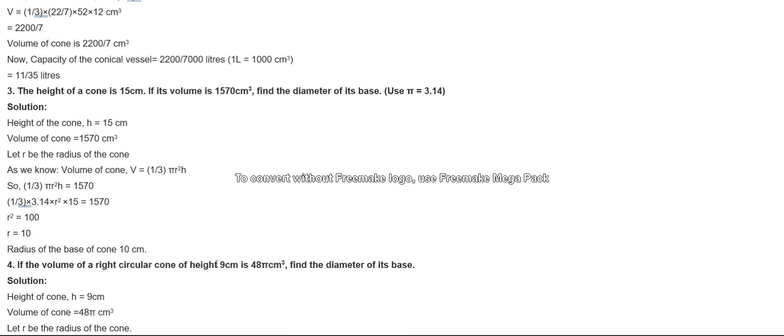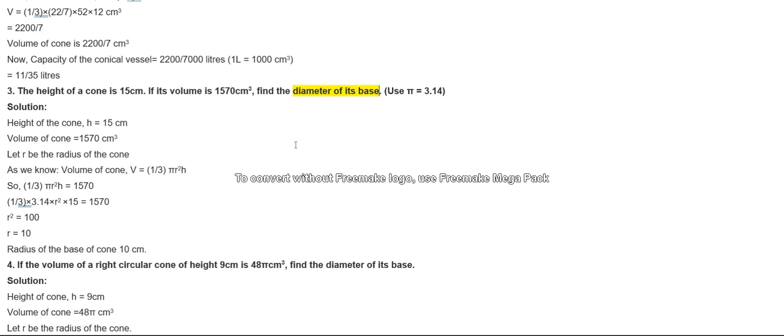Now come to question number 3. What is given to us? Have a look at the question. The height of a cone is 15 centimeter, and the volume is also known to us. Height is known, volume is known. We have to find the diameter of its base.